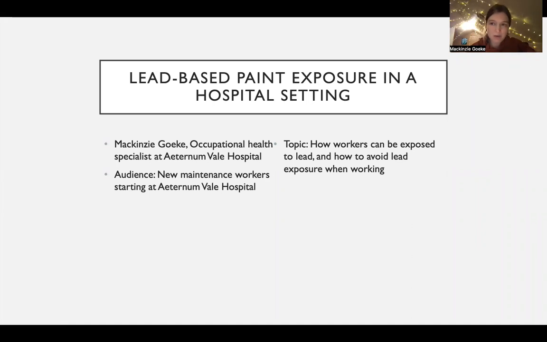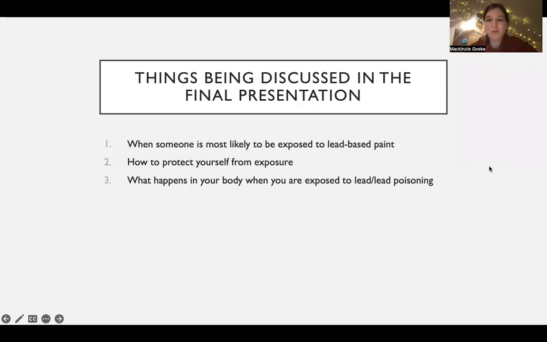The topic will just be how those maintenance workers can be exposed to lead through their job and how to avoid lead exposure when working. Things that I will discuss are when someone is most likely to be exposed to lead, which would be through lead-based paint that was painted years ago, and also how to protect yourself from being exposed, and then also what happens in your body when you're exposed to lead, as well as lead poisoning and how that looks from a medical setting.